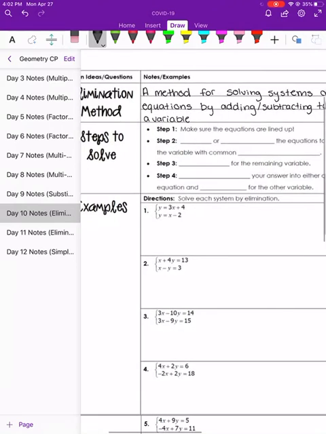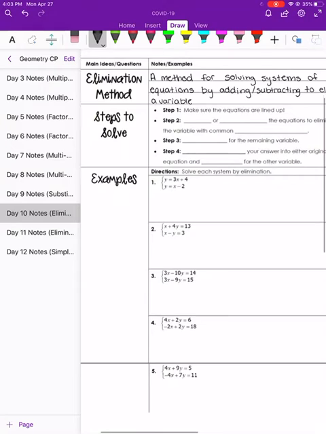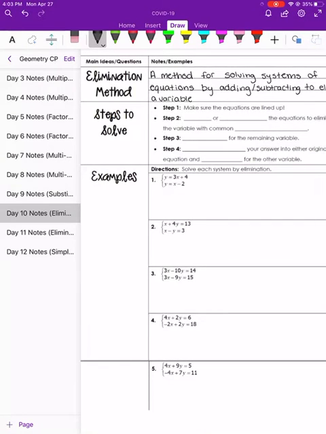Okay, so just like substitution, where we were subbing in some type of equation into another, elimination is exactly how it sounds. We will be eliminating a variable and then going back and solving for it.